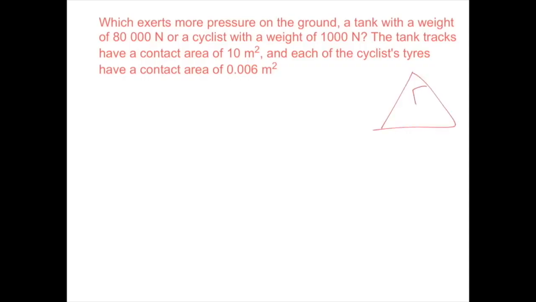So what you need to do is begin by drawing the triangle to help you sort out your formula. It looks like this: force at the top, then area, and then pressure. I'm going to change to black. I'm looking at the pressure, so I need the form of the equation, which looks like this: force over area. I'm going to start by looking at the tank.